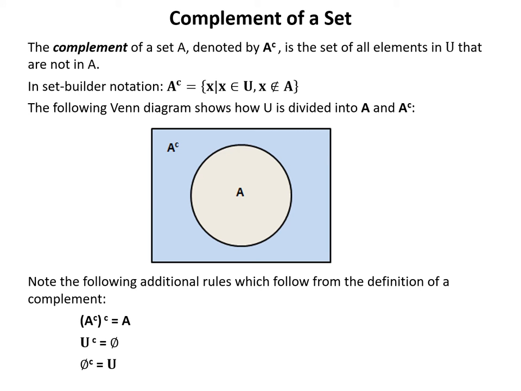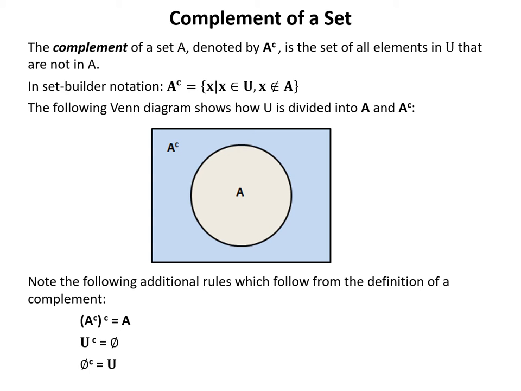The complement of a set is denoted by a superscript C just above and to the right of the symbol for the set. So we see here A complement is written as an A with the C up above to the right. A complement is the set of all elements in the universal set that are not in A. So in set builder notation, we would write A complement as equaling the set of all X such that X is an element of the universal set U and X is not an element of the set A.